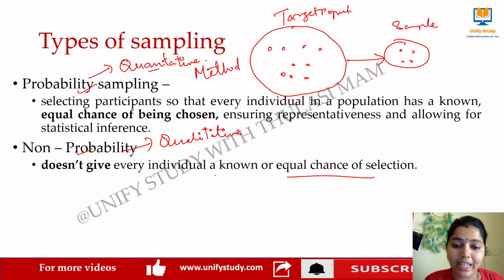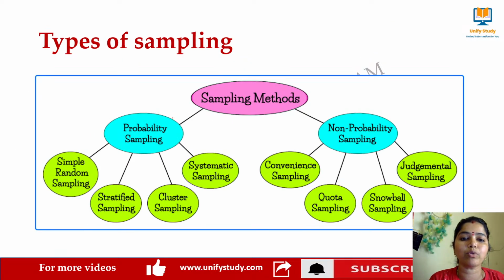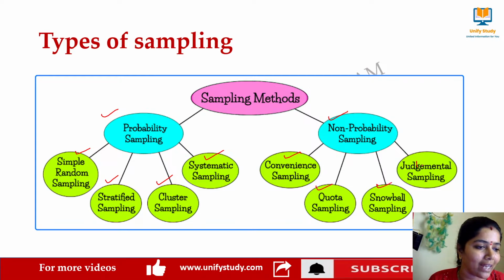So it does not give an equal opportunity to the people in the selection. This is non-probabilistic sampling, the qualitative method of research. Note down these points. When I come to sampling methods, we have different types: probability sampling and non-probability sampling. Under probability sampling, we have simple random sampling, stratified sampling, cluster sampling, and systematic sampling. Under non-probability sampling, we have convenience, quota, snowball, and judgment. Simple, stratified, cluster, systematic, convenience, quota, snowball, judgment.